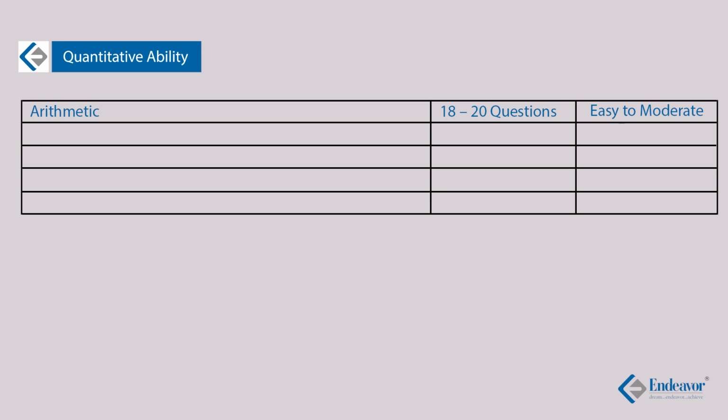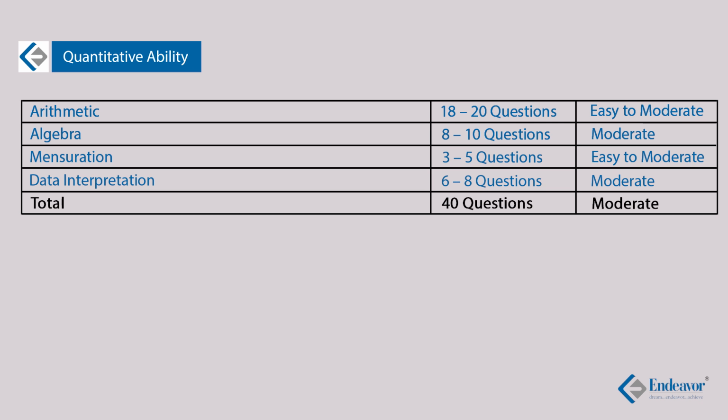The next one being quantitative ability can further be divided into 4 subsections, that is arithmetic, algebra, mensuration and data interpretation. So if we look at the last couple of years pattern, arithmetic has been the most dominant one, having approximately 18 to 20 questions out of 40 questions, followed by algebra having around 6 to 8 questions out of 40 questions. And then mensuration has the least weightage, approximately you can expect 3 to 5 questions only.